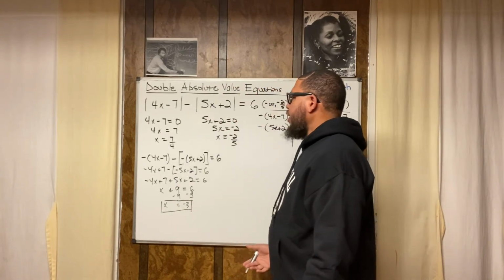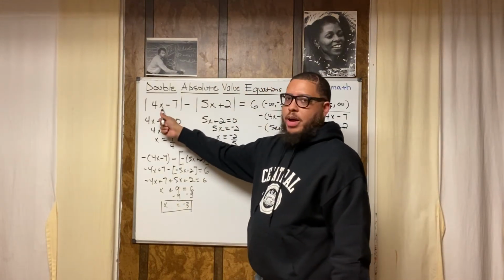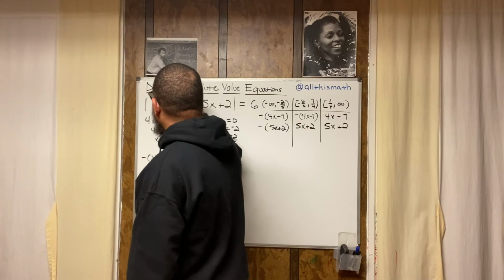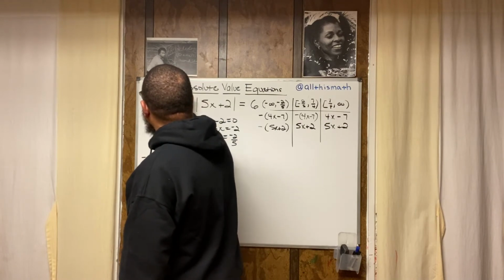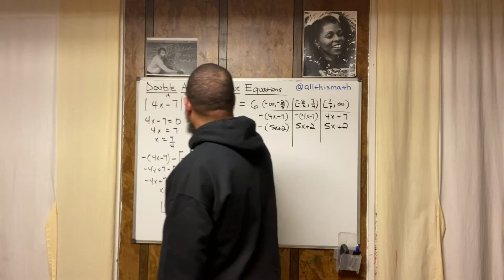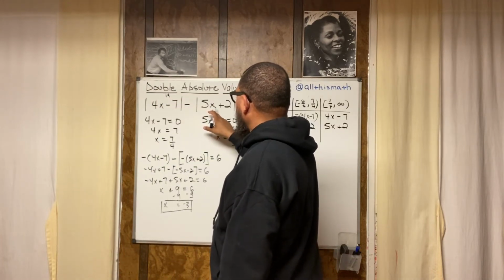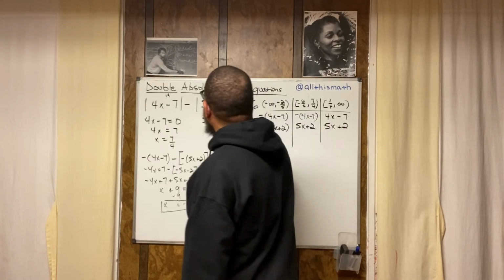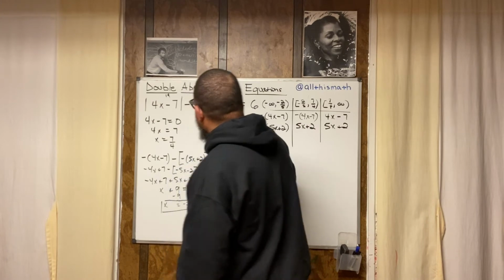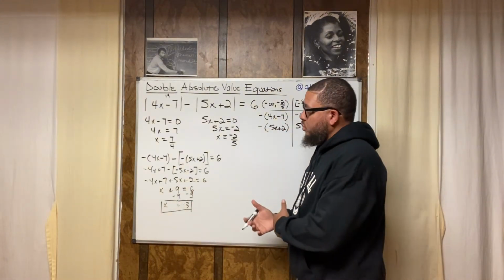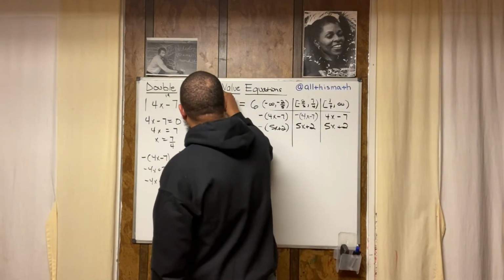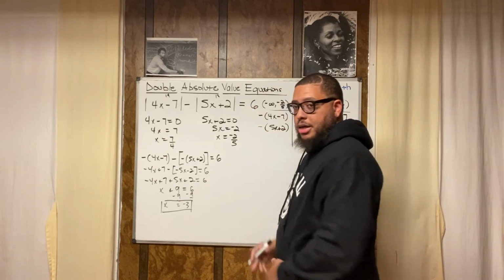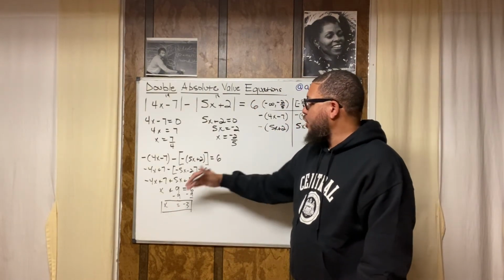x equals negative 3. And also, we can just take this and plug it in right here and see what happens. What's 4 times negative 3? Negative 12. What's negative 12 minus 7? Negative 19. What's the absolute value of negative 19? It's 19. All right, and then we got 5 times negative 3, which is negative 15. What's negative 15 plus 2? Negative 13. What's the absolute value of negative 13? Positive 13. So we got 19 minus 13. Does that equal 6? Yes, it does. So that's proof that this is a solution.